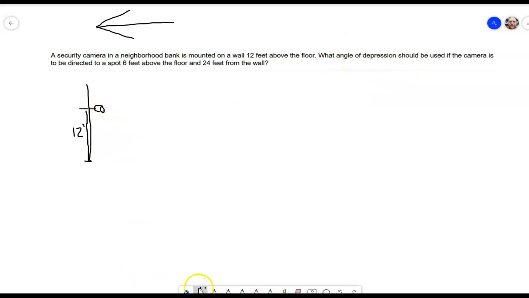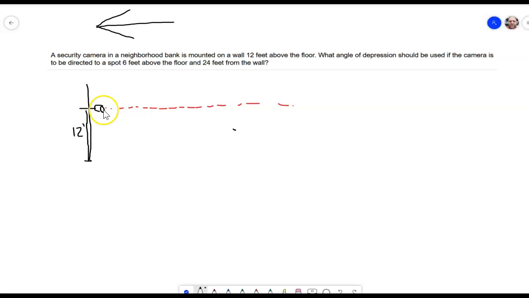So let's say, change the color a little bit, we've got this horizontal line coming out here, going this direction here, and they're saying what angle of depression, so that's going to be going down, and we're going to go 6 feet above the floor, so we're going to end about half the distance above the floor, and we're going to end out 24 feet from the wall, so about twice this distance from the wall. So if I go out 1, 2 distance, about halfway up, so we're probably going to end about right here.